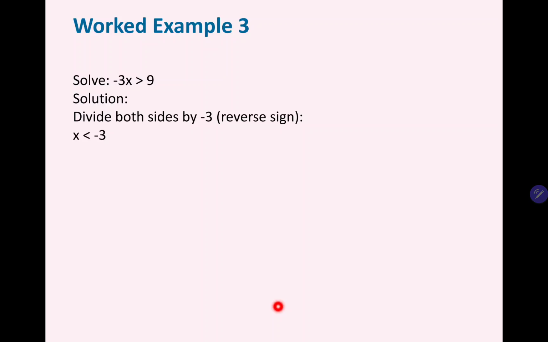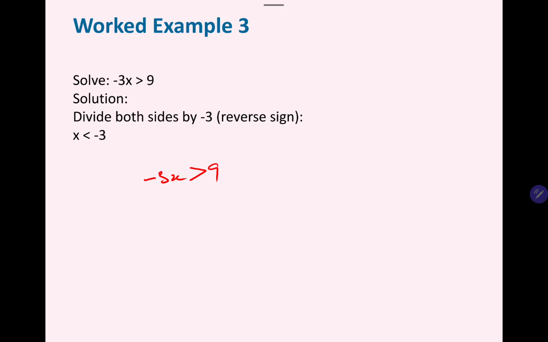We'll look at number 3. Solve minus 3x is greater than 9. Inequalities is a very simple topic if you understand the properties of inequalities and the golden rule, which says when you divide or multiply by a negative number, you flip the sign, or you reverse the sign.